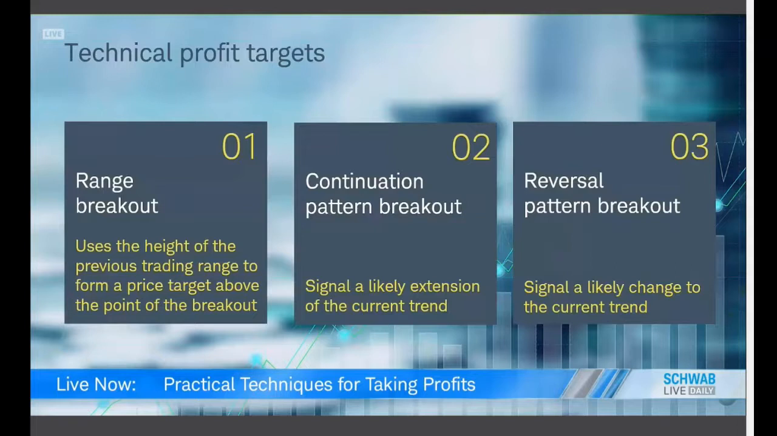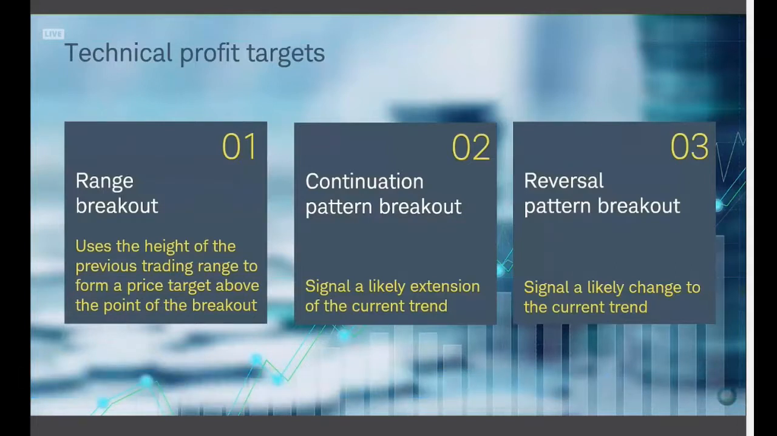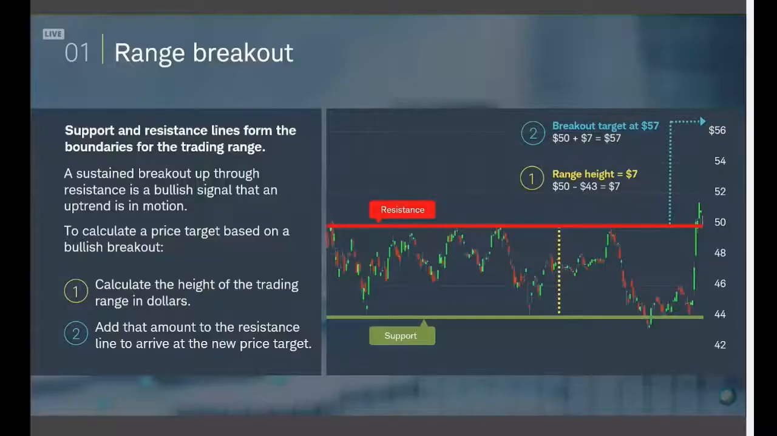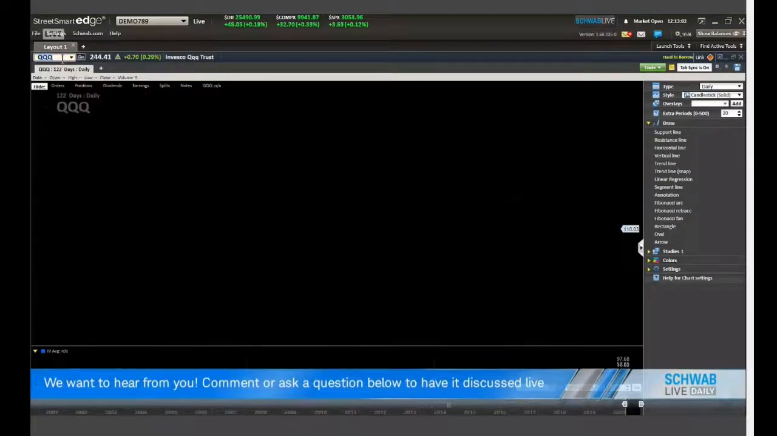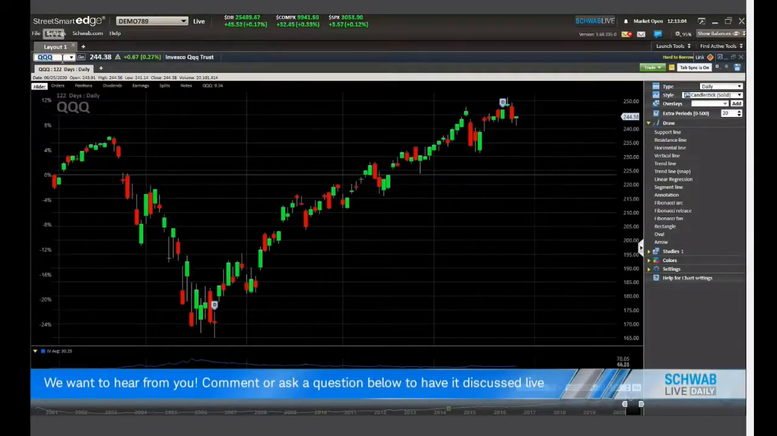So let's talk about some technical profit taking. We're going to go into the range breakout. We're going to talk about the continuation pattern breakout, and then we're going to look at a reversal pattern breakout. Okay. So here's how the range breakout works. Let me see if any of the ones that we've written in has a range breakout. Let's go back over to Street Smart Edge. And this is what I love about doing Street Smart Edge is I can just type in all of this and see if we have a range breakout.